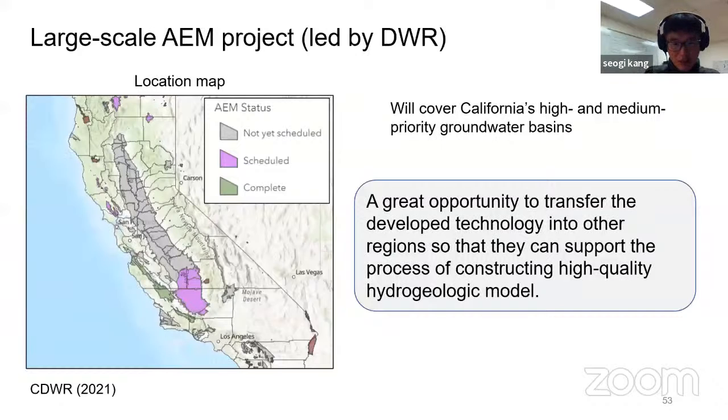The reason we were motivated is that there's a large scale AEM project ongoing in California. By developing the technology, we can transfer that technology into many different regions. That was actually the big motivation.